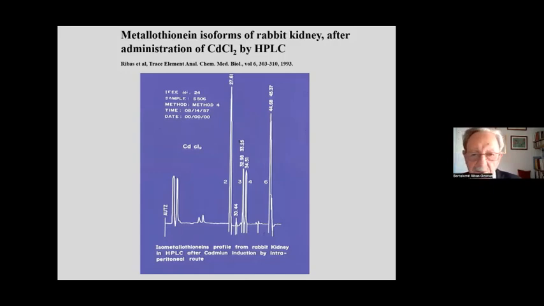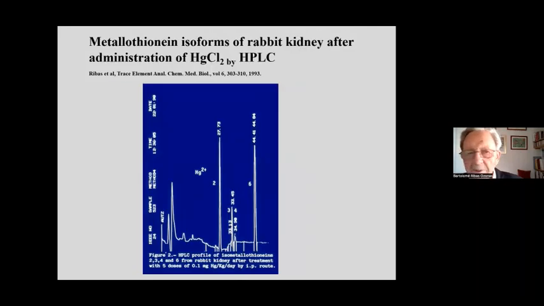Cadmium has great affinity to metallothionein, as we see in the figure. And in the next figure, the metallothionein isoforms after administration of mercury. We see in the next figure the administration of mercury, and also shown the metallothionein peaks. And in the 31 days, the administration of lead, cadmium, after cadmium, mercury. Please, the next figure. The administration of mercury, also by HPLC, it is clear how several peaks of metallothionein.